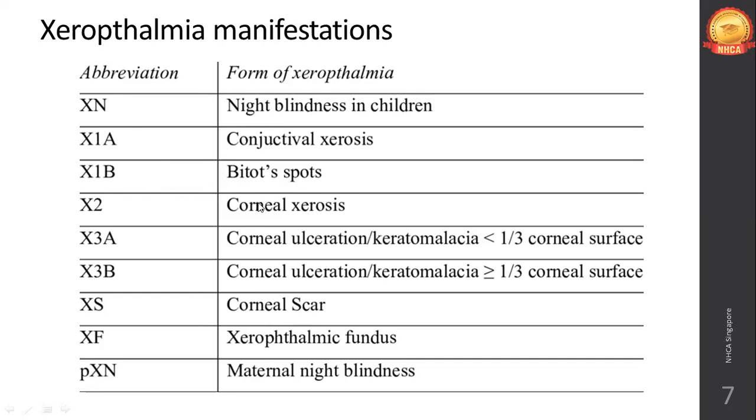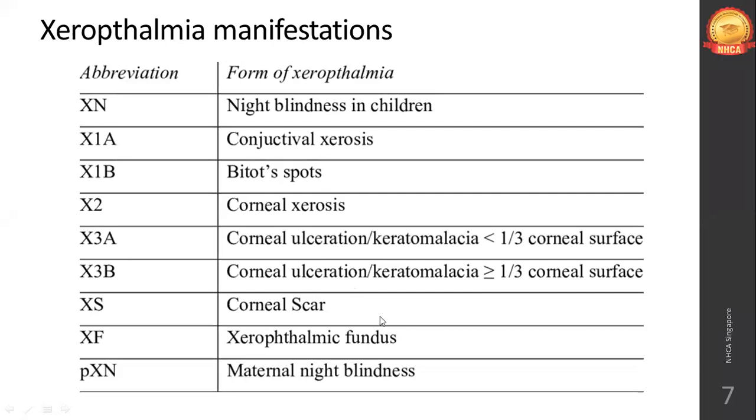But after this stage, when corneal xerosis and corneal ulceration start, there is loss of vision, though some blurred vision can be saved if treated properly and on time. We can at least save some amount of the vision, because blindness has a degree, total blindness or to a certain degree. When it is keratomalacia stage, that is X3B, that leads to complete blindness.